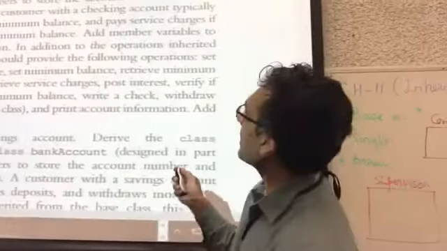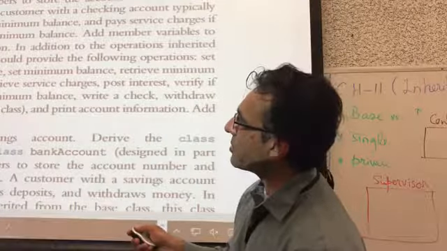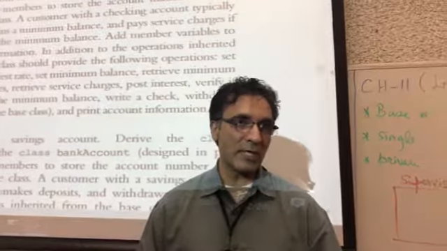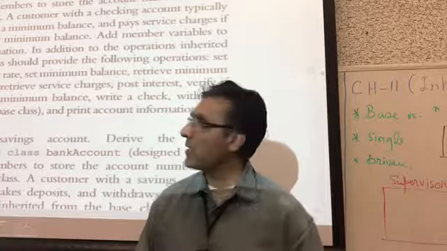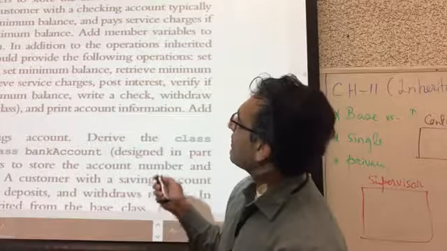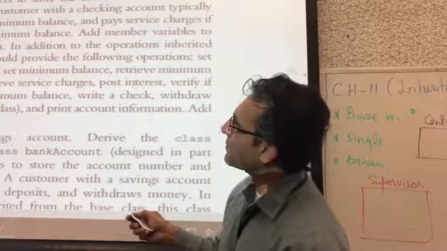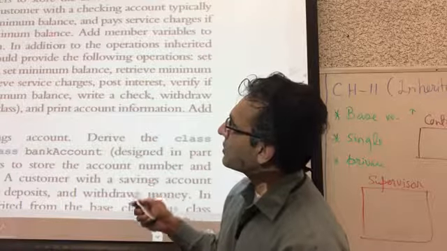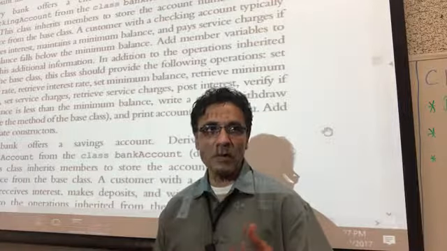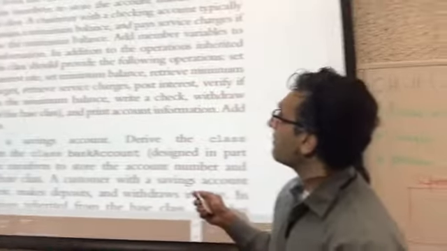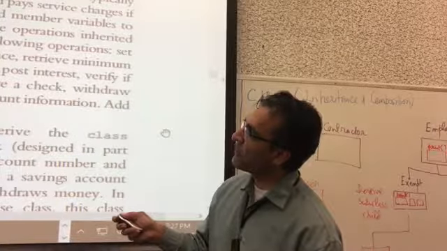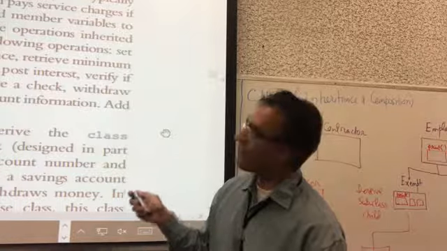A customer with a checking account typically receives interest. So not all accounts will receive interest. That's why we need to have inheritance in this place. The account maintains a minimum balance and pays service charges if the balance falls below the minimum balance. So these are a couple of new things we have to add to the checking account, which we probably did not have at the bank account level. Add member variables to store this additional information. All we are saying is add some variables.